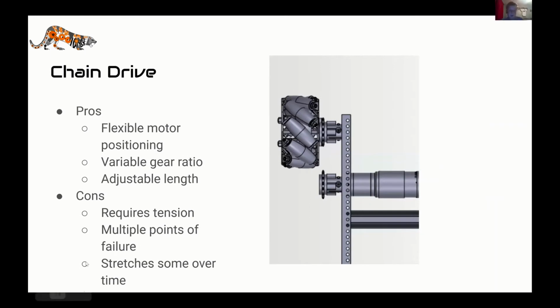So another example is the chain drive. You get more flexibility where you place your motors, because you get the chain from the wheel to the motor, so you can put those motors in the middle or something, and then you're able to also adjust the gear ratio. But the chain requires some tension if you don't get the chain links perfectly together. The links also stretch over time, and there are also multiple points of failure.